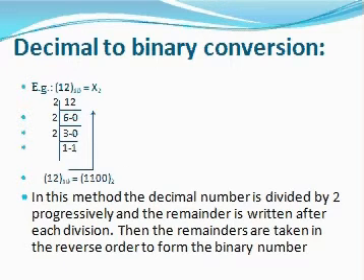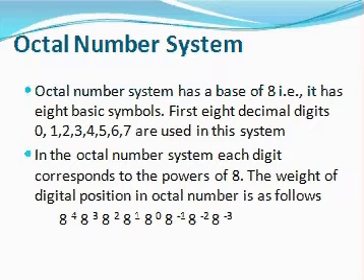And next one is the octal number system. The octal number system has a base of 8 because it uses 8 symbols from 0 to 7. In the octal number system, each digit corresponds to a power of 8, that is, its weight value is calculated as 8 power 0, 8 power 1, 8 power 2, like that, depending upon the digit's place value.